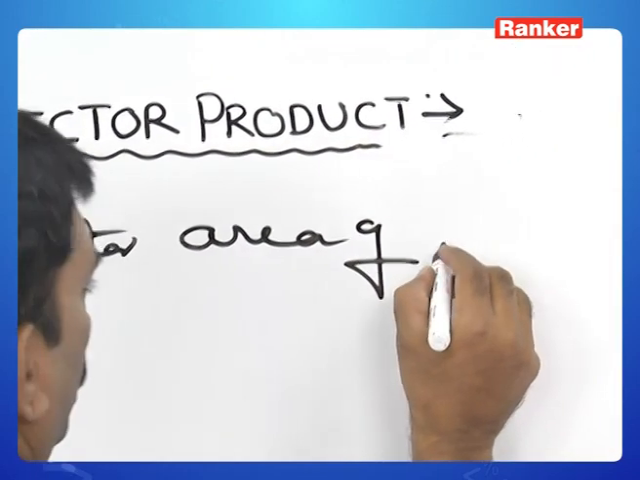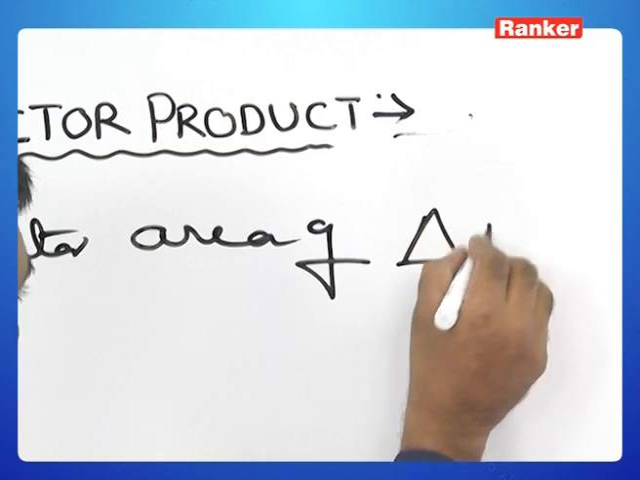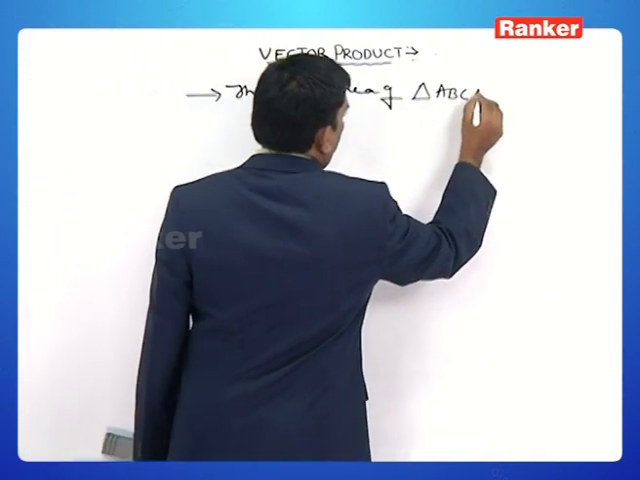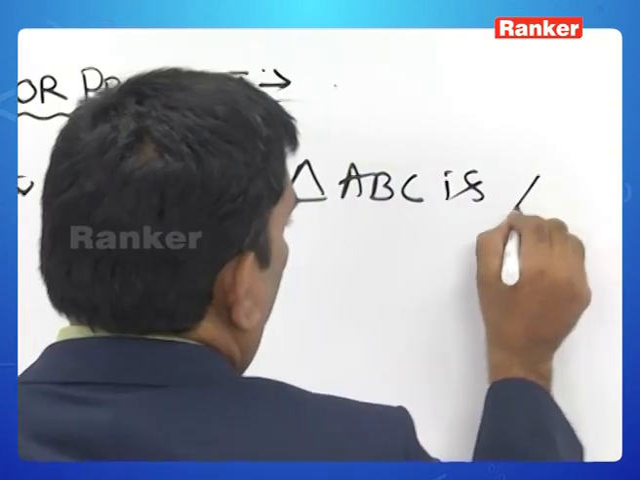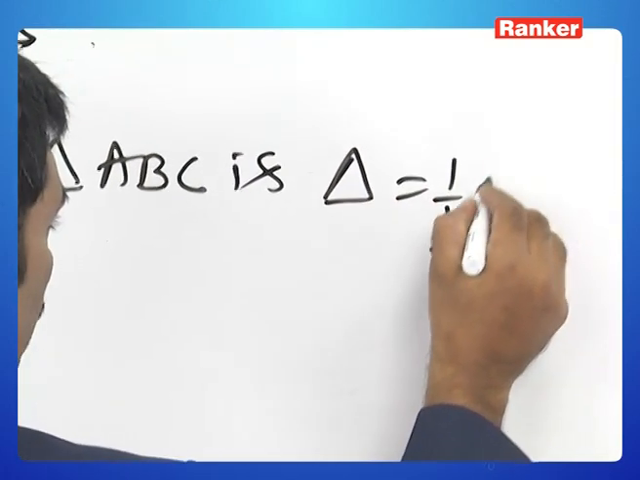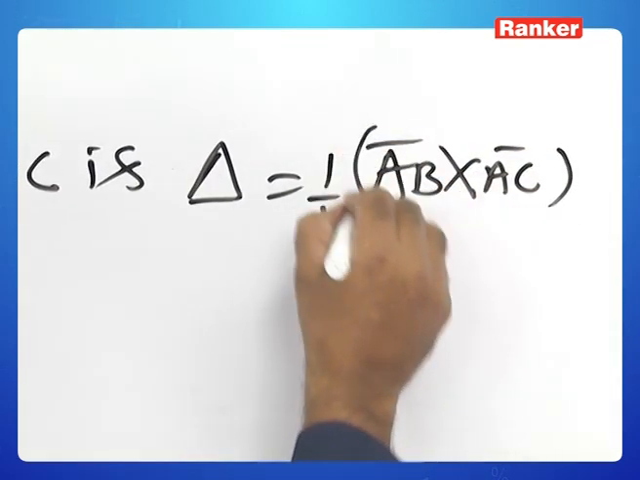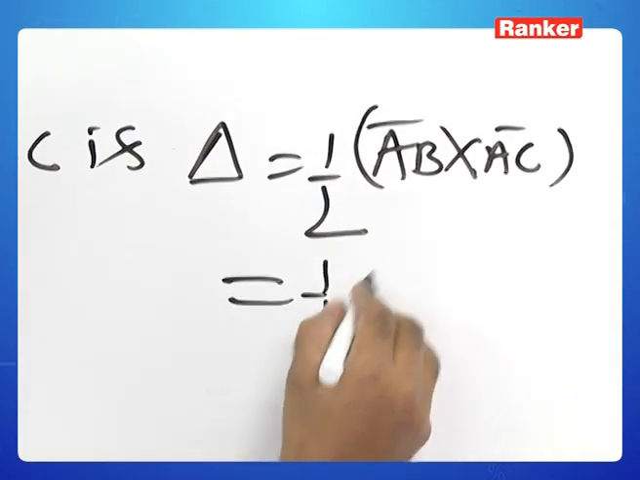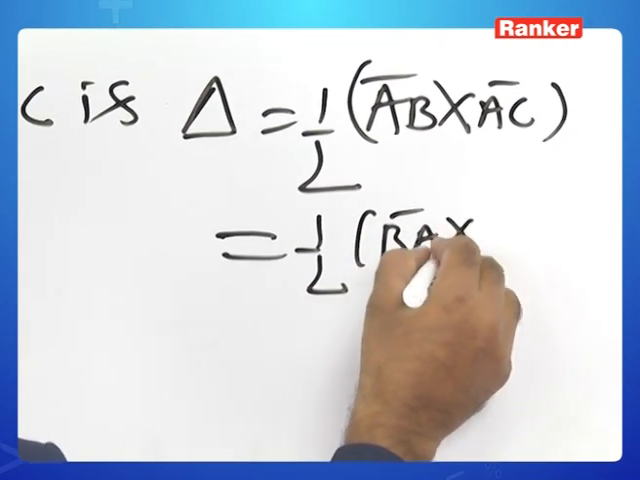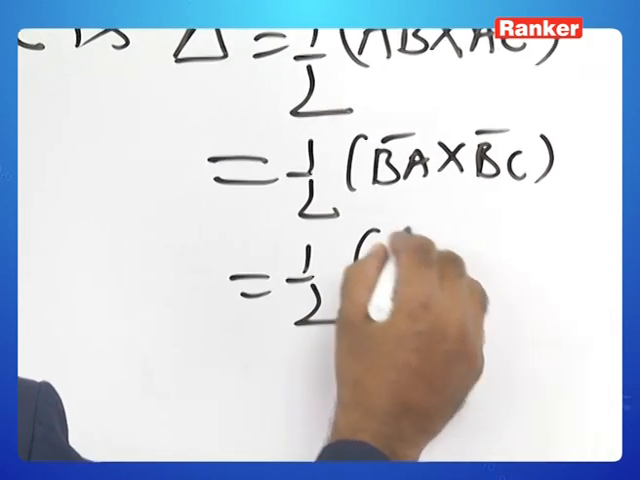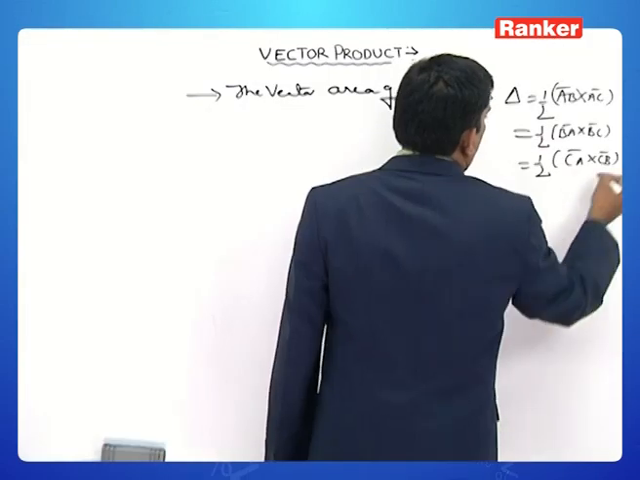The vector area of triangle ABC, delta, is equal to half into AB bar cross AC bar, half into BA bar cross BC bar, half into CA bar cross CB bar.